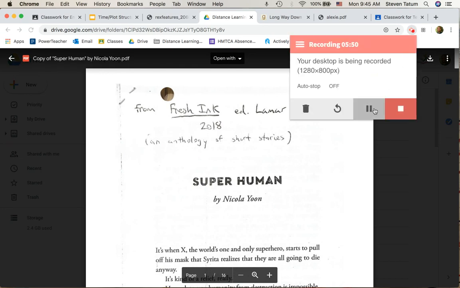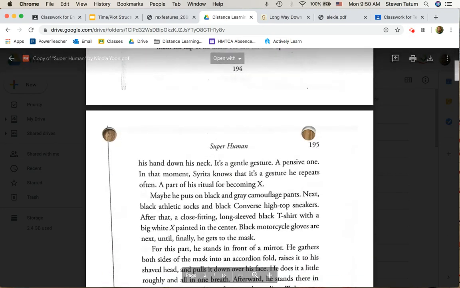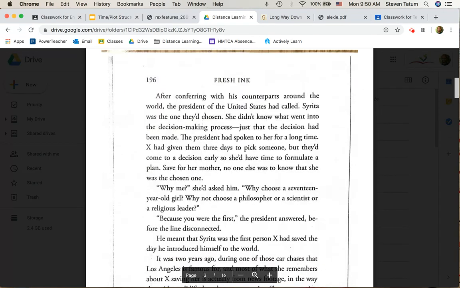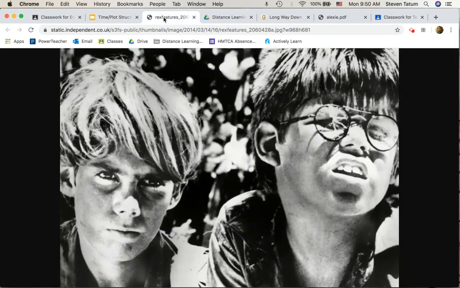I'm just going to pause this quickly. Yeah, so this story is an example of circular structure. So if you want to read that for independent reading, it's a good story.